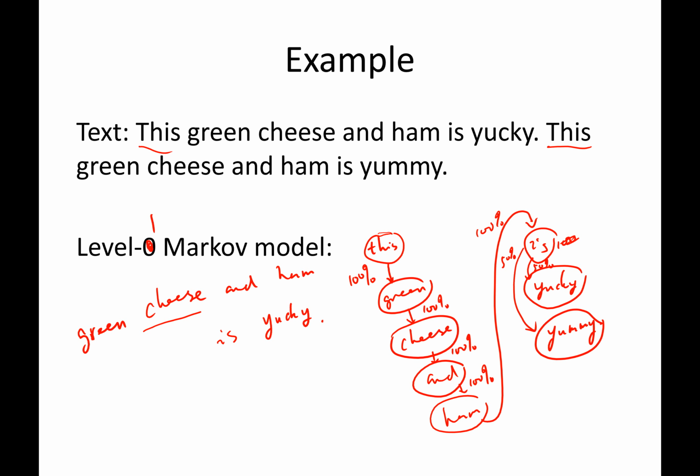As you can see, the level 1 model is much better than the level 0 model. In our assignment, you can have any level. The higher the level, the closer the randomly generated text will be to the original training text.